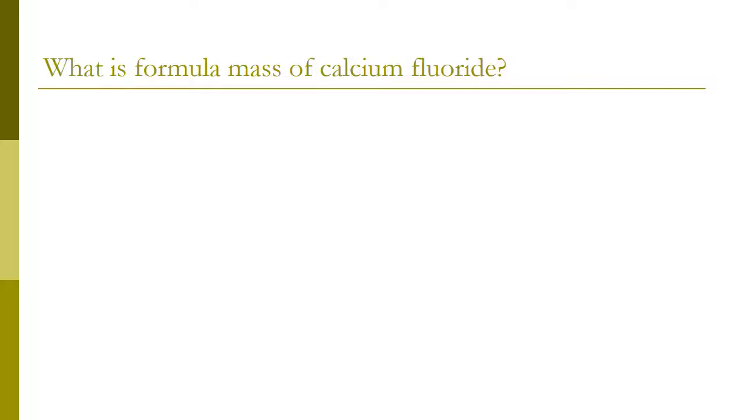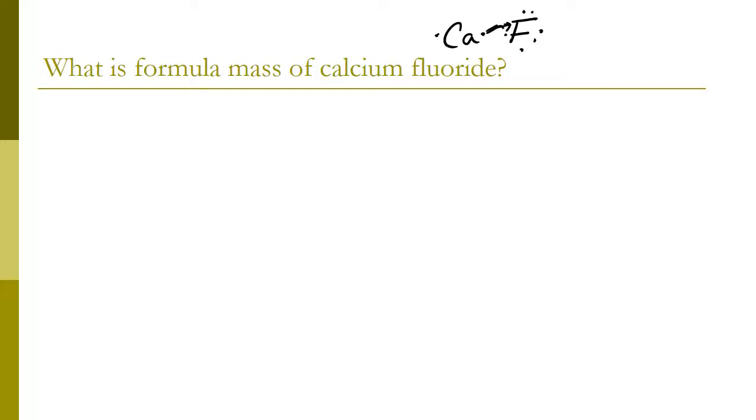So this one says calcium fluoride. So calcium fluoride is an ionic compound. It's made up of calcium and fluorine. But the first thing is to figure out what that formula is. So we're going to go back and look at our Lewis symbols. Calcium has 2 dots because it's in group 2A. Fluorine has 7 because it's in group 7A. Calcium donates an electron to fluorine.